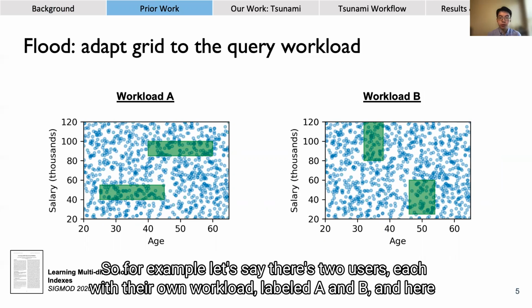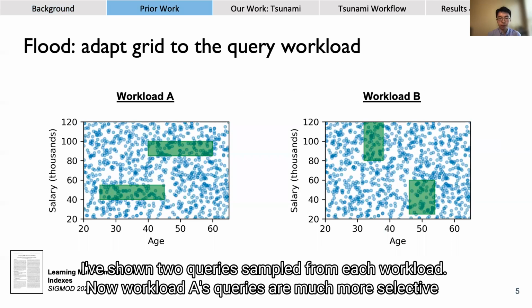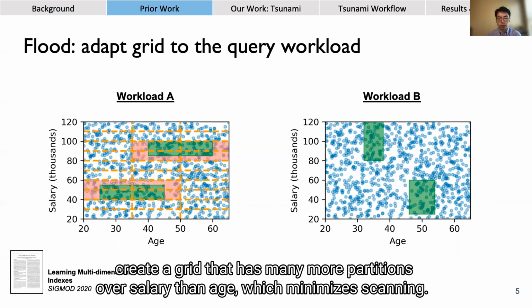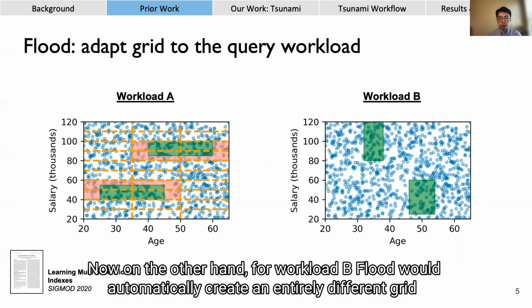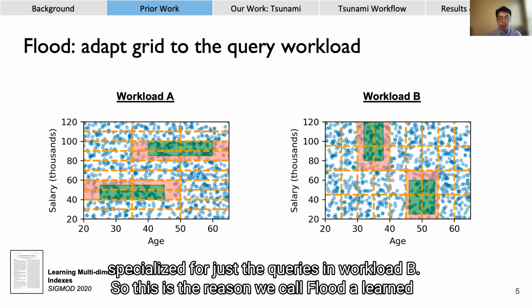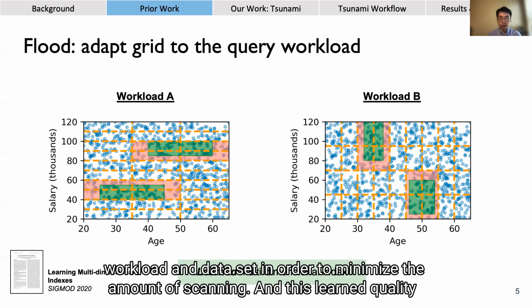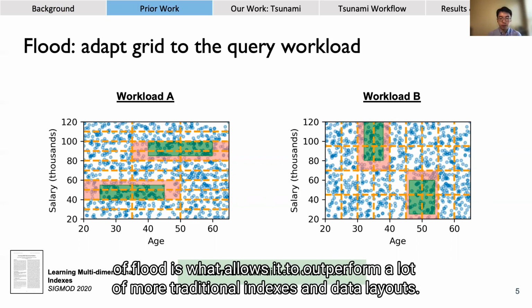For example, let's say there are 2 users, each with their own workload labeled A and B. Here I've shown 2 queries sampled from each workload. Workload A's queries are much more selective over the salary dimension than over the age dimension. And so Flood would automatically create a grid that has many more partitions over salary than age, which minimizes scanning. On the other hand, for workload B, Flood would automatically create an entirely different grid specialized for just the queries in workload B. This is the reason we call Flood a learned multidimensional index, because it's able to learn the best grid layout for a specific query workload and dataset in order to minimize the amount of scanning. And this learned quality of Flood is what allows it to outperform a lot of more traditional indexes and data layouts.